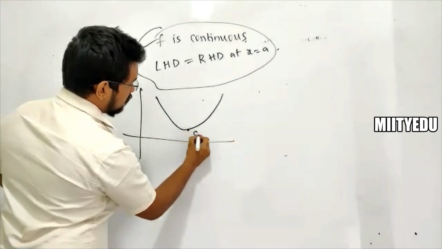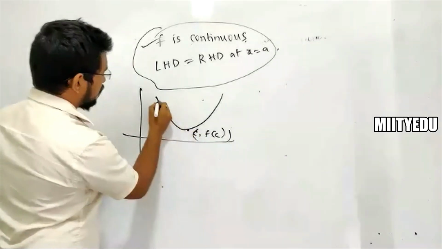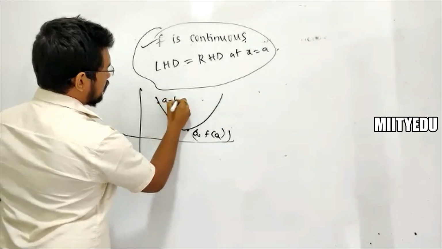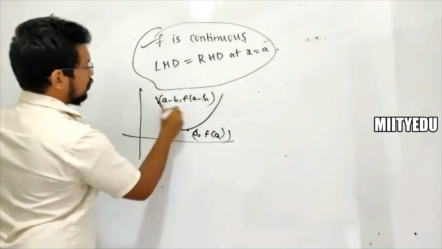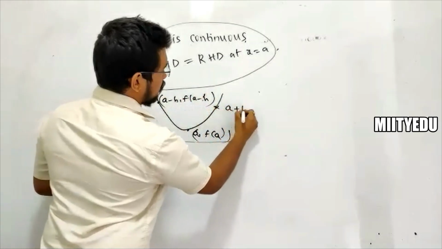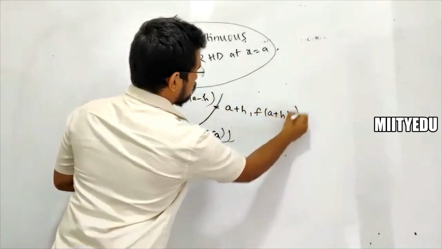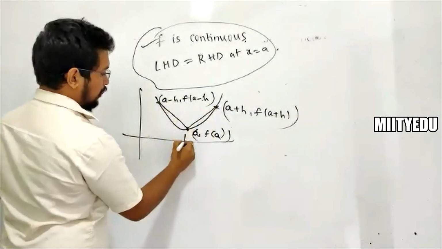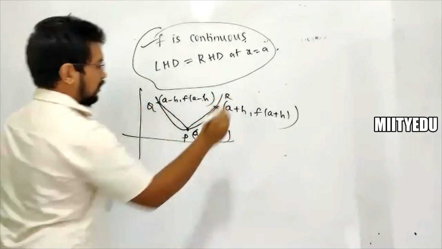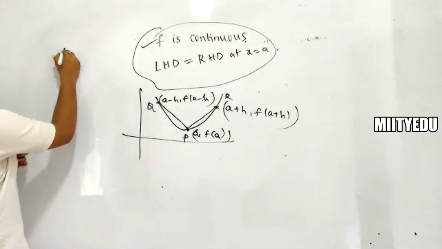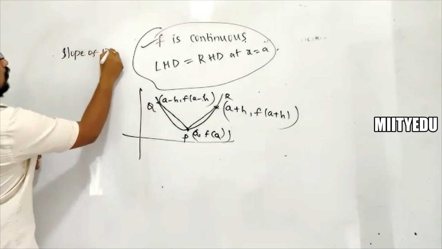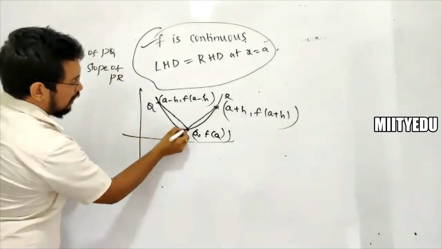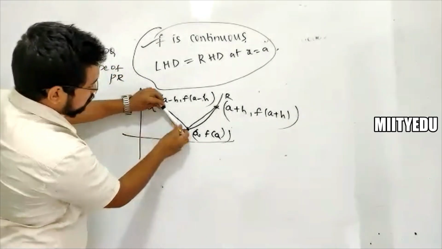Let's say this is c comma f of c, at some point x is equal to c, or I'll write it as a comma f of a. This is a minus h comma f of a minus h. Let's say this point is a plus h comma f of a plus h. There is one chord here, and one more chord here. Let's say this is p, this is q, and this is r. I'll write again the slope of pq is nothing but the slope of PR.